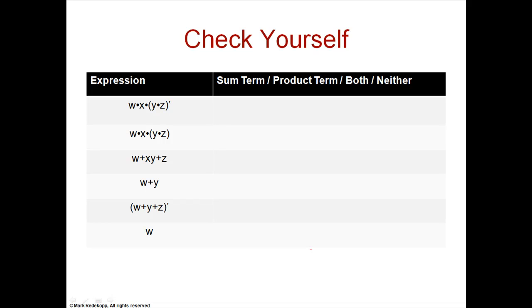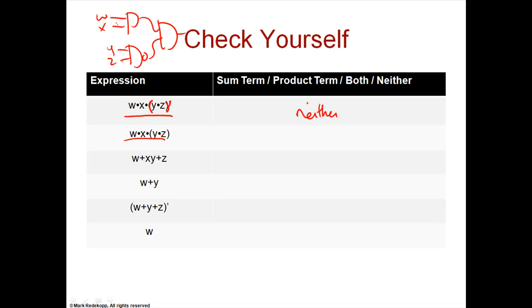Well, let's look through some of this. Here, we see that this quantity, y and z, is being inverted. Essentially, we have w and x, but then we have y and z, whose output is being inverted, and then we AND them together. Well, this is not a valid product term. A valid product term has to only have inverts or complements of the literals. We can't invert a whole sub-expression or quantity. So this ends up being neither. It's definitely not a sum term because it's not ORs.